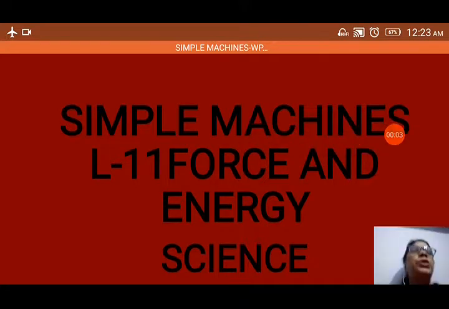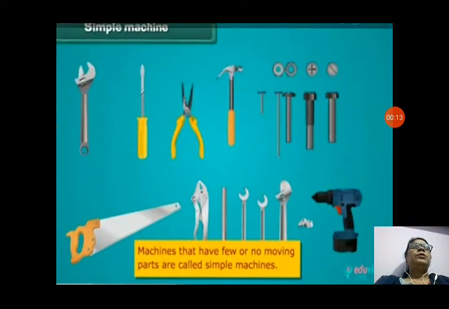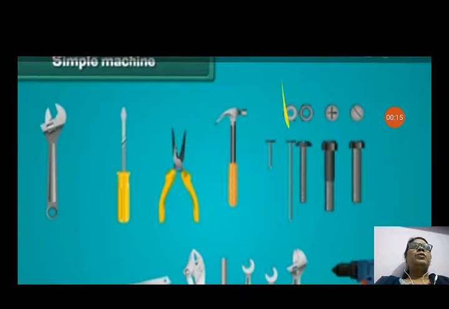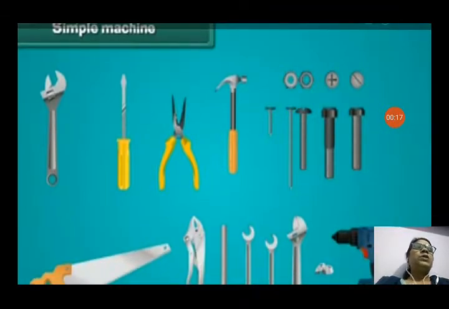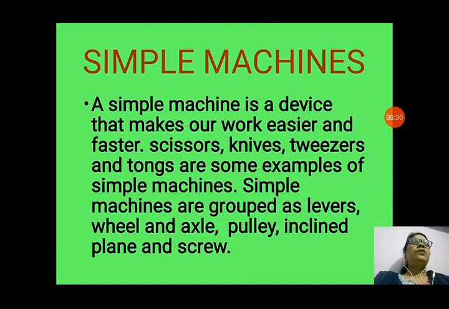Today in science, we will start a new topic, simple machines, in lesson 11. So, let us see the topic, simple machines. First we will see about different types of simple machines. These simple machines we use in our everyday life to make our work easier and faster. Machines that have few or no moving parts are called simple machines.